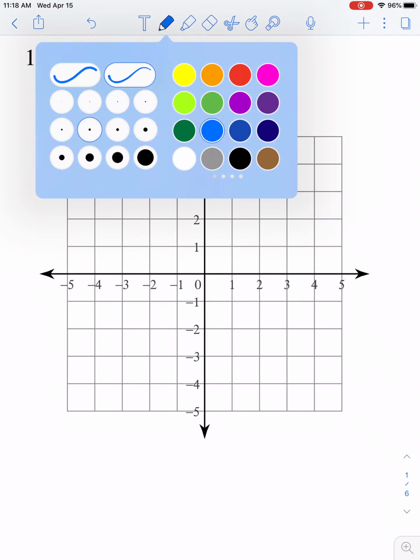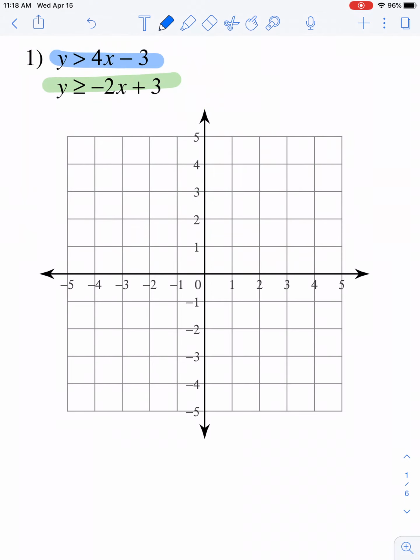All right, so let's start with the first one, and we're going to plot -3, and then I'm going to go up 4 over 1. Okay, so it gives me those points. I'm going to do my best to try to make this a good dotted line. Okay, well, that's not a great job, but it is what it is.